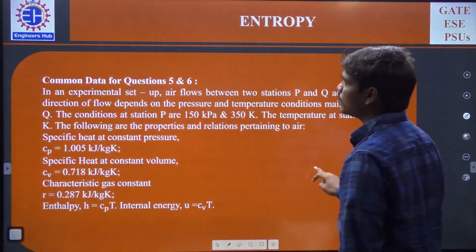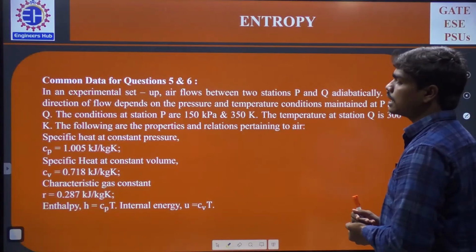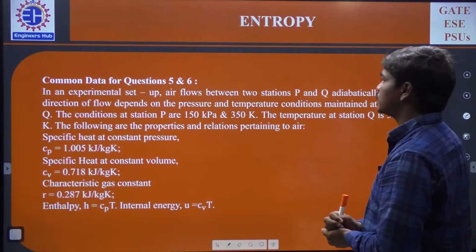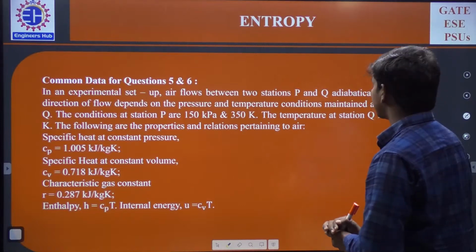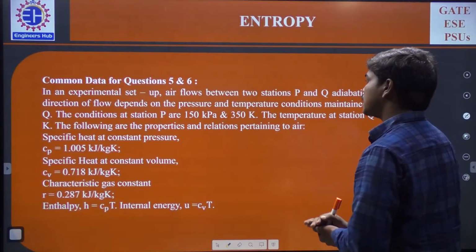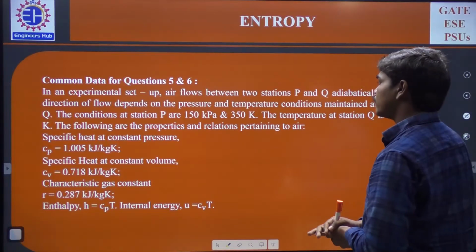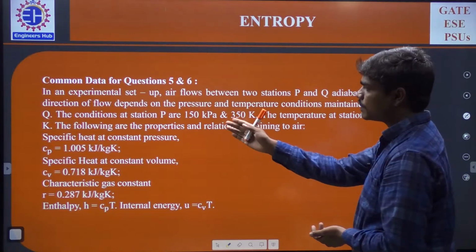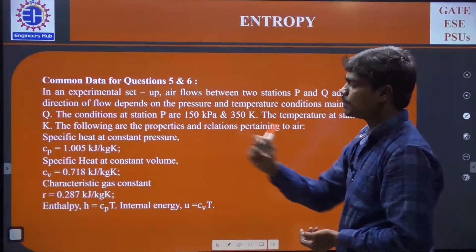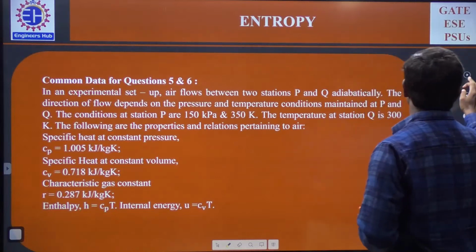So there is something given in an experimental setup. A fluid A flows between two stations P and Q adiabatically, which means there is no heat interaction for this fluid between P and Q. Then the direction of the flow depends upon the pressure and temperature conditions maintained at P and Q. The conditions at P are 150 kilopascals and 350 Kelvin. The temperature at station Q is 300 Kelvin. The following are the properties pertaining to air: Cp value, Cv value, and R value. Of course, we treat air as an ideal gas, so enthalpy is just Cp into temperature, and internal energy U is equal to Cv into temperature.